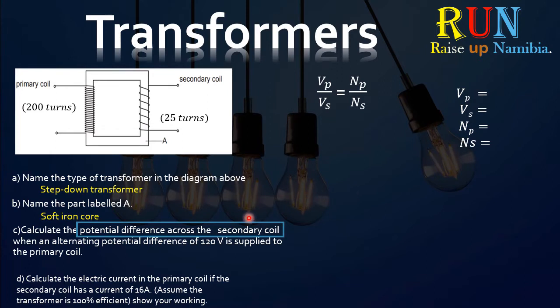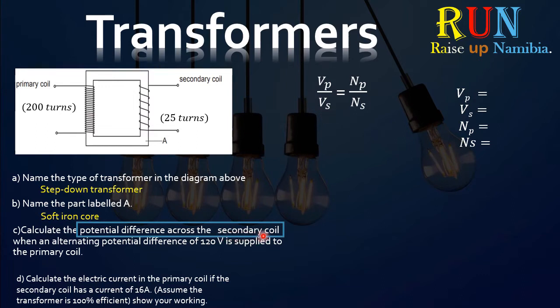What are we asked to calculate? We are asked to calculate the potential difference across the secondary coil. Now we know that the potential difference is V. Now, are we calculating VS or VP? Which one do you think we are calculating and why? We are calculating VS. Why? Because we are asked potential difference across the secondary coil. So this S stands for on the secondary coil.